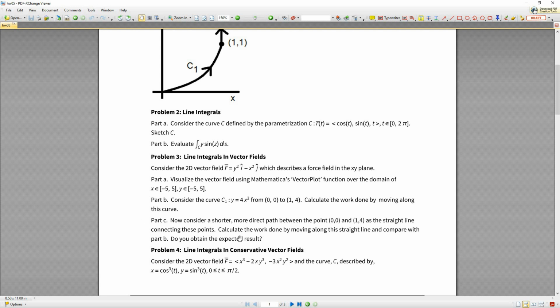And then in part C, I'd like to consider, okay, what if you take a more direct path between this starting point and this ending point? Notice here, the starting point and ending point in part B is the same as in part C. Now the question is, do you actually have more work taking one of the two different paths? So I'll go ahead and let you play with this. This is actually very interesting. And I'll let everyone think about that a little bit.